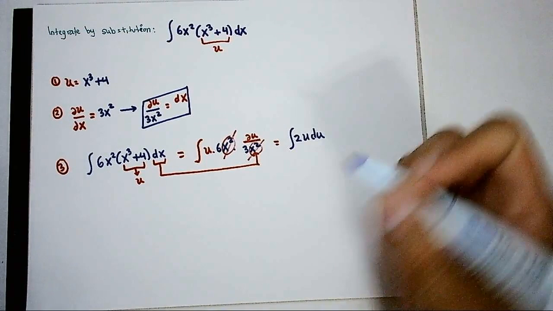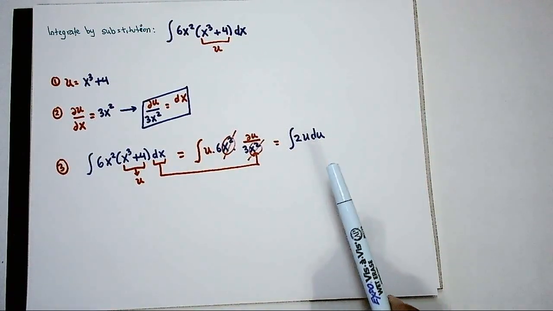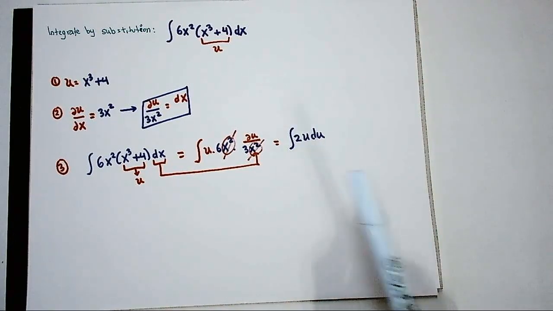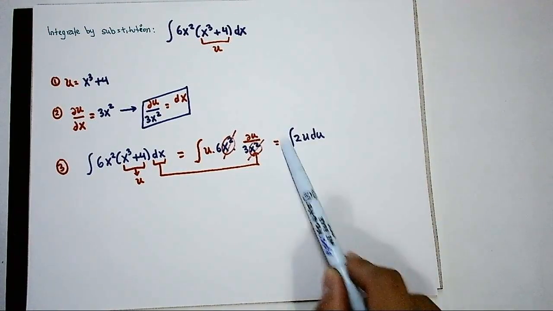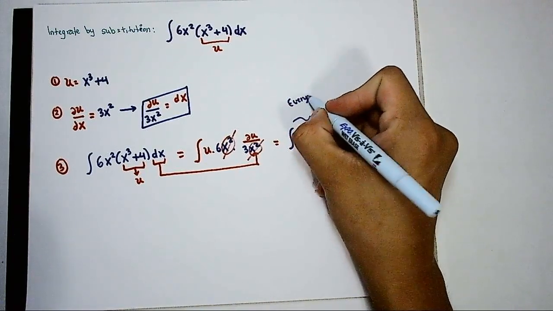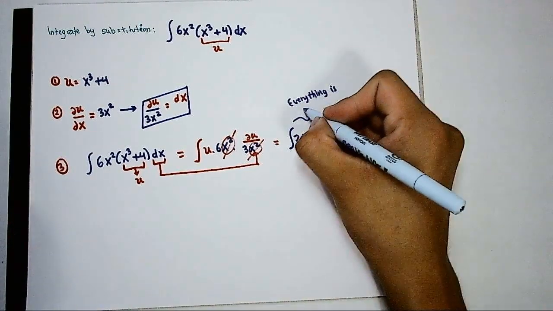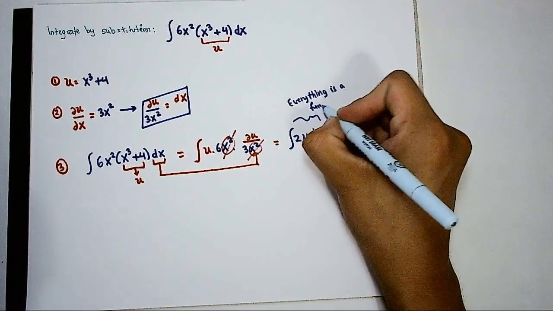And here we can see something pretty important. We know that we chose correctly our u if, when we replace u and du, there are no expressions using functions of x. Notice that here everything is a function of u.